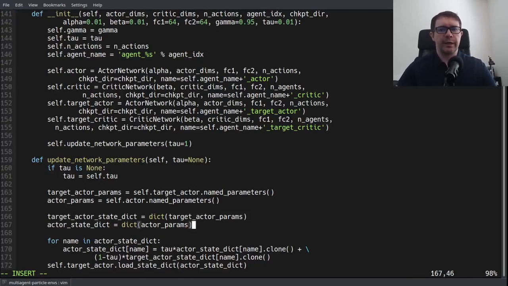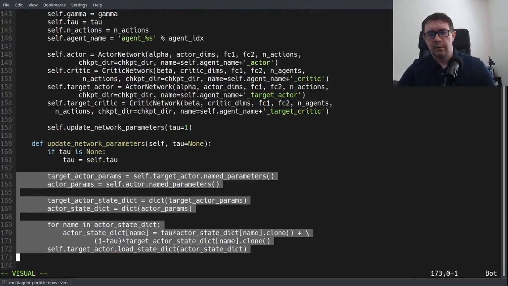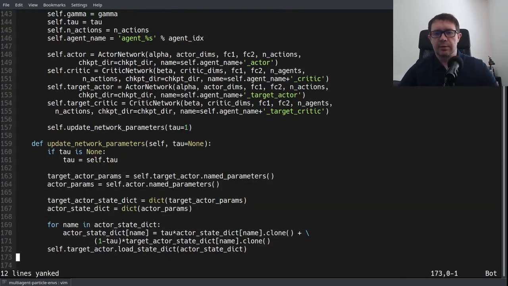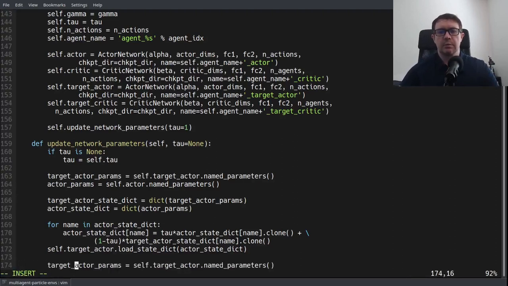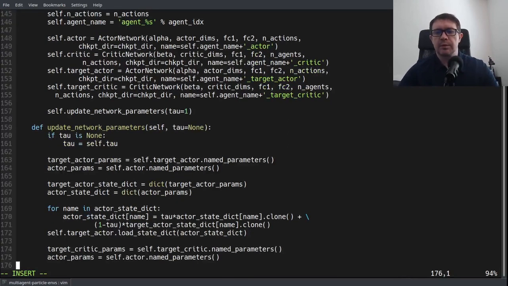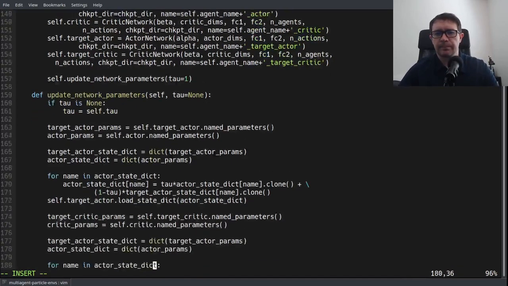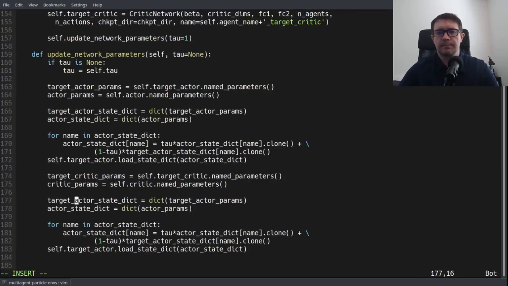And now I'm going to be even more bold and do the same, just copy and paste for the critic. Now I might regret this because this probably isn't much easier. Target critic. And I could probably do some fancy copy and replace here. But honestly, my Vim skills are a little weak. It is on my to-do list to become a better Vim user. Target critic state dictionary. Target critic. Critic. Name in critic state dictionary. That won't work.